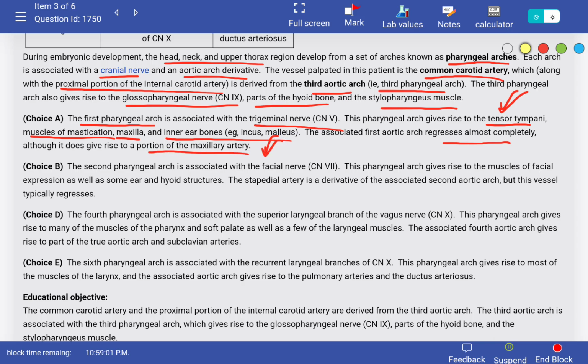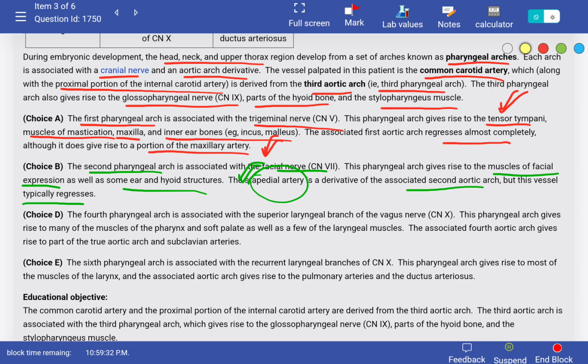Option B, the second pharyngeal arch, is associated with the facial nerve, cranial nerve 7. This pharyngeal arch gives rise to muscles of facial expression, as well as some ear and hyoid structures. The stapedial artery is important: it is a derivative of the second aortic arch, but this vessel typically regresses.